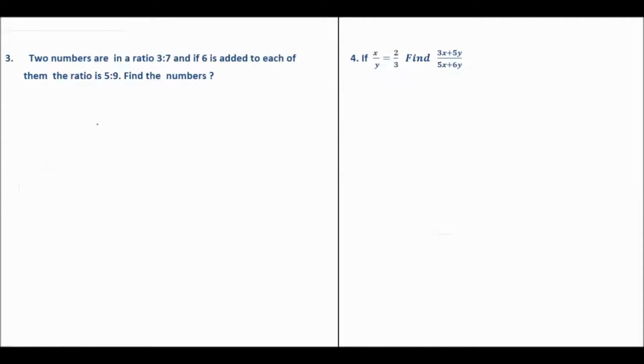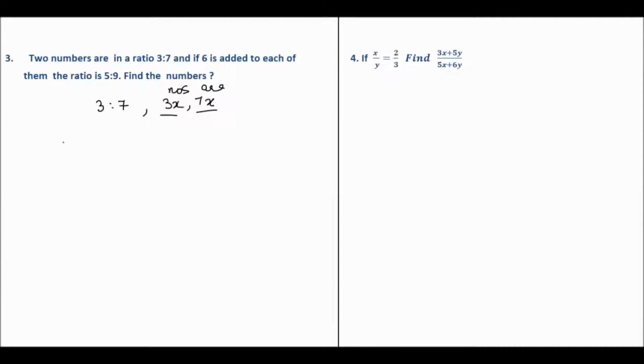We can see the next problem. Two numbers are in a ratio 3:7, and if 6 is added to each of them, the ratio is 5:9. Find the numbers. There are two unknown numbers. We just know the ratio 3:7. I can write the ratio in terms of 3x, 7x. The numbers are 3x and 7x.